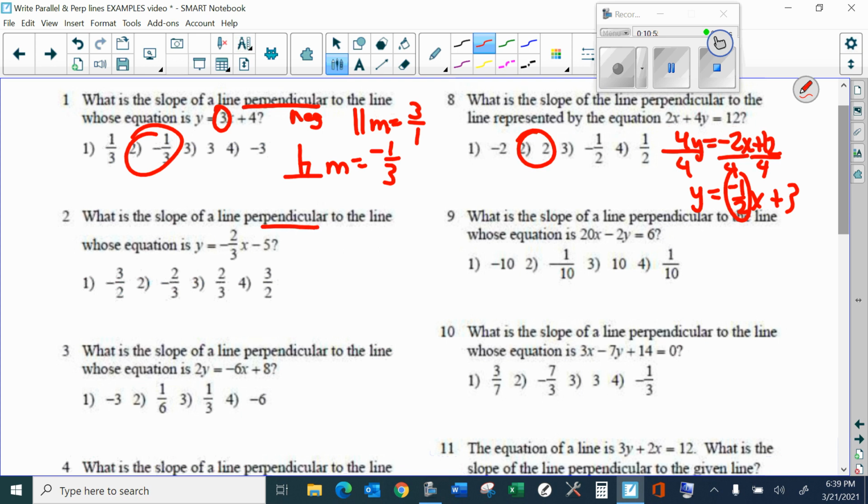Slope of line perpendicular again. I just look right here. What's the negative reciprocal of negative 2/3? Positive 3/2. Right there.